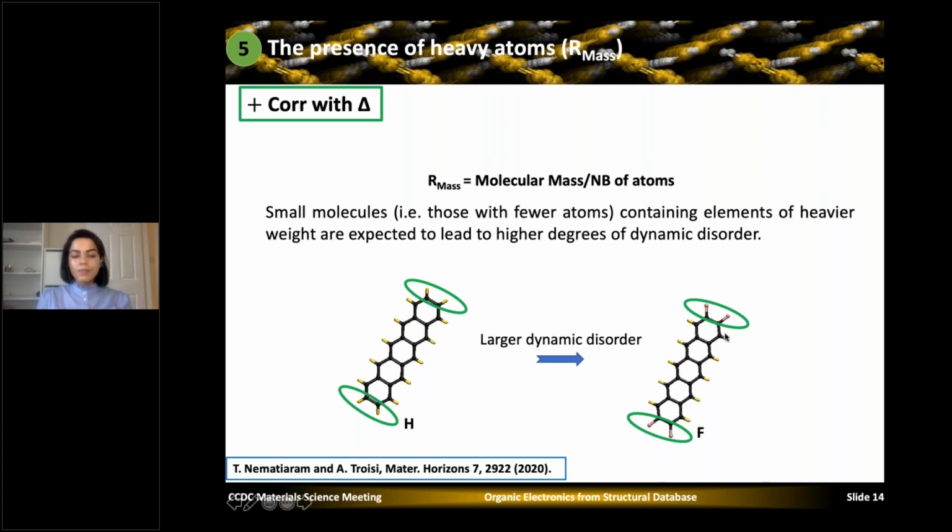Here, I've used these two simple molecules to explain this. If we substitute the hydrogen atoms in the left one by fluorine, in the right one we will have larger values of dynamic disorder.